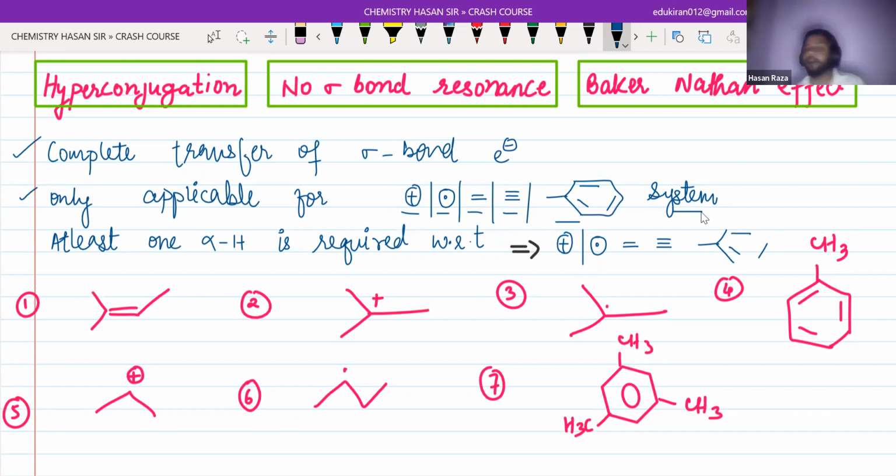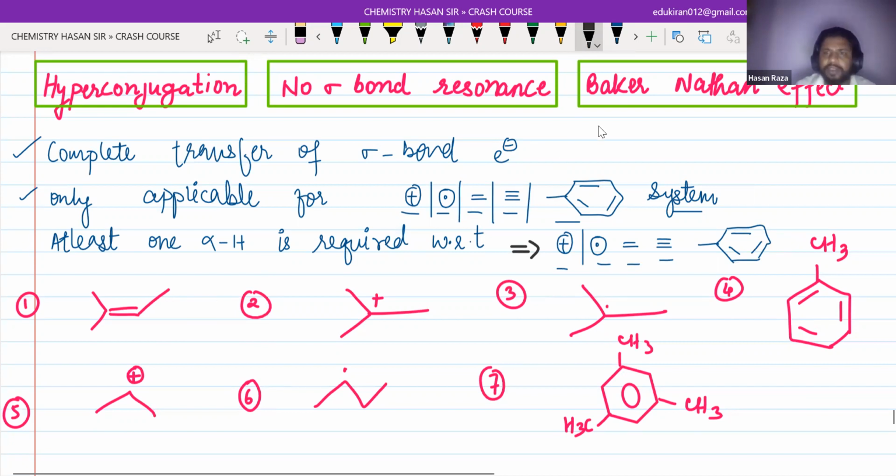And there should be alpha hydrogen required with respect to this carbocation, carbon free radical, alkene, alkyne, and then phenyl. Okay. So you can see how we calculate alpha hydrogen. So this is your system.